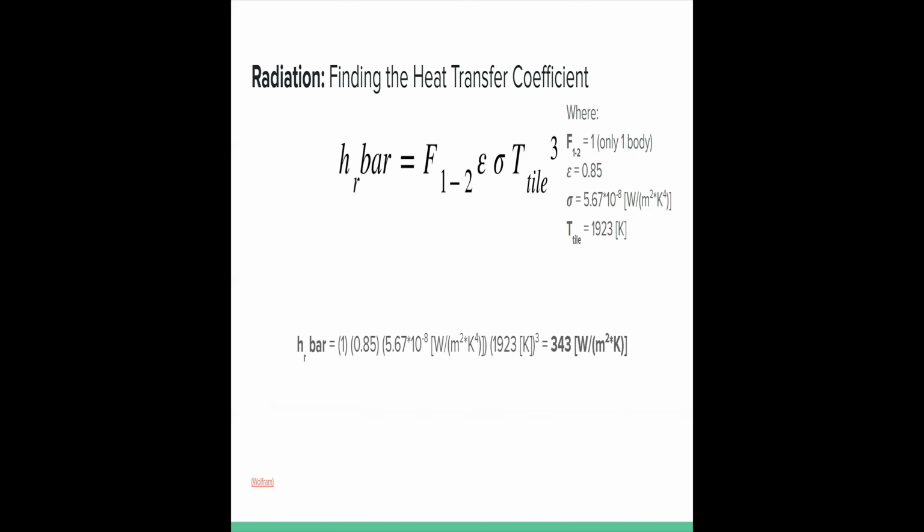Lastly, we are going to find our radiation heat transfer rate. But before we do that, we have to find the heat transfer coefficient for radiation, which is HR bar. To find HR bar, we have to find the shape factor, which is F1 to 2. But since there's only one body and one surface, that means our shape factor is equal to 1. Epsilon is our emissivity, sigma is our Stefan Boltzmann constant, and T tile is the temperature of our tile.